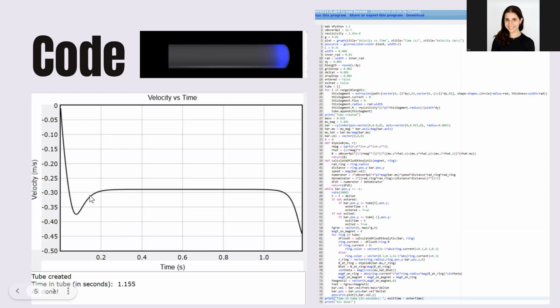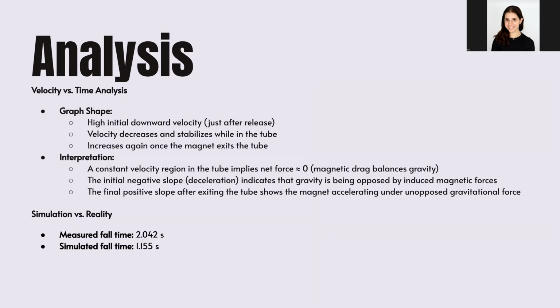Then I also developed code and worked with that to see what would happen in a perfect world, an ideal situation, if I was dropping the magnet through the aluminum foil tube, which is shown above, like a simulated tube. It's turned to the side to fit in the slide better, as well as a graph of velocity versus time of the magnet falling through the aluminum foil tube. And then when I ran all of this code, it said that the time in the tube is 1.155 seconds, as opposed to the other value that I found from doing the experiment in real life.